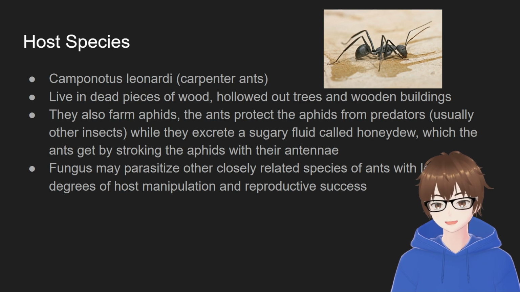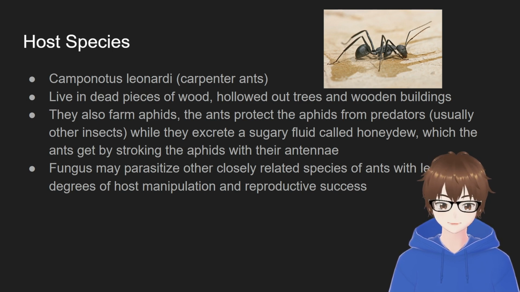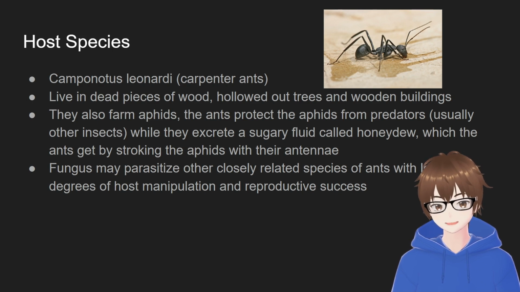Then the fungus may parasitize other closely related species of ants. So they might not just stay on carpenter ants. They might go to other ants, like I think there's pharaoh ants. There's lots of other ants, with lesser degrees of host manipulation. So they might not be able to completely control the ant, but they might be able to do enough to have reproductive success. Like the ant might not be able to get up to a high place and attach to a leaf, but they might be able to get to a place that is high enough that it can release the spores to still infect other ants.